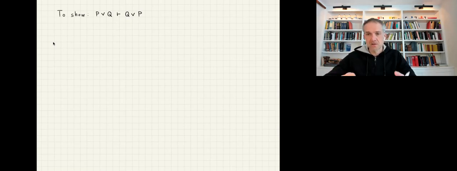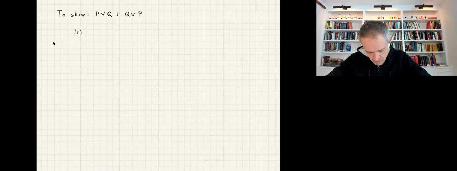Or elimination is much more conservative. You have to derive the same thing from both disjuncts and then go through this big complicated process. So now we're going to derive Q or P from P or Q. Okay, so here we are with the assumption P or Q.